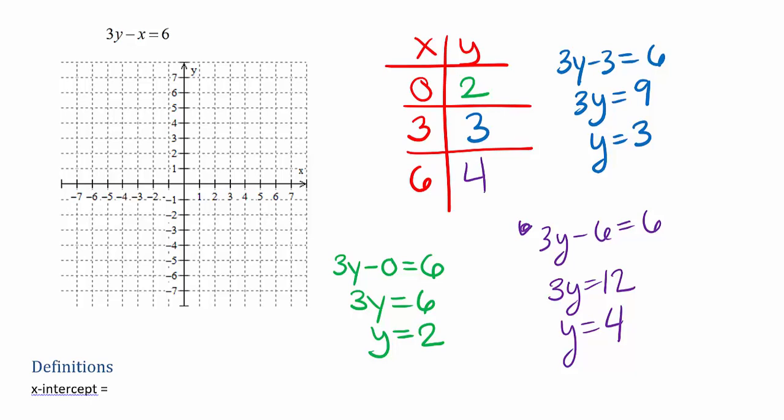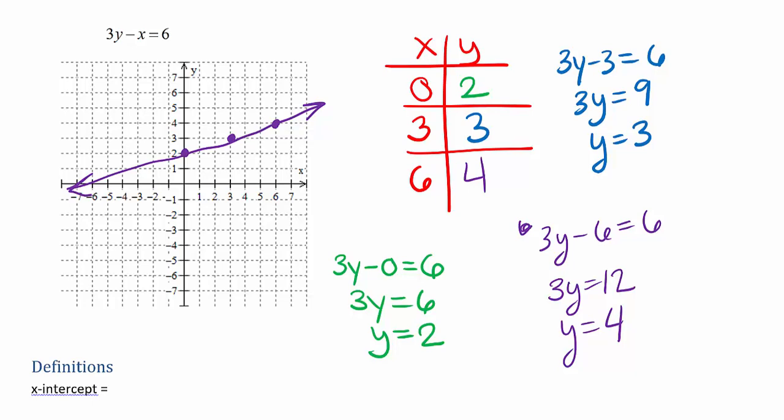And so now I'm going to plot these points. X is 0, y is 2; x is 3, y is 3; and x is 6, y is 4. And once again, they lie in a straight line. That's a good thing. That has to happen. And so I can connect the dots, and there is the graph of all of these solutions.